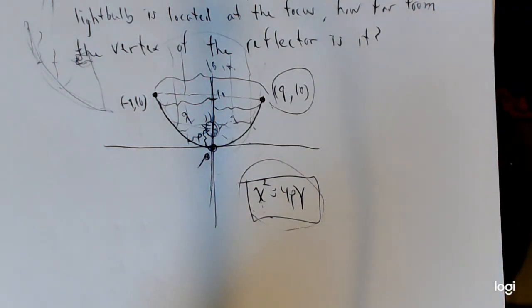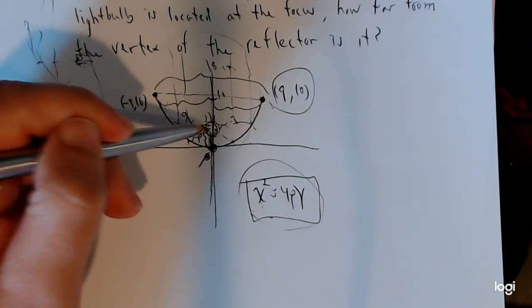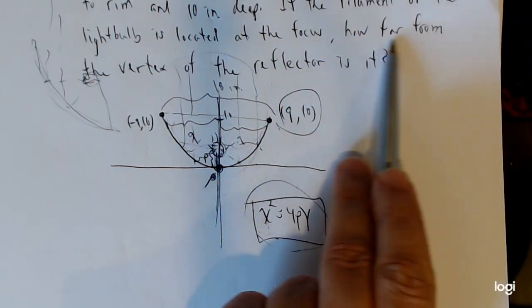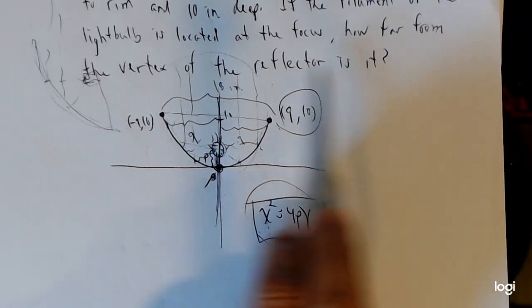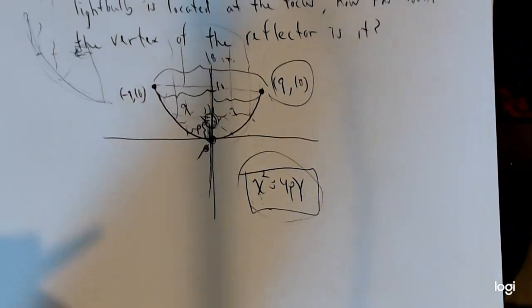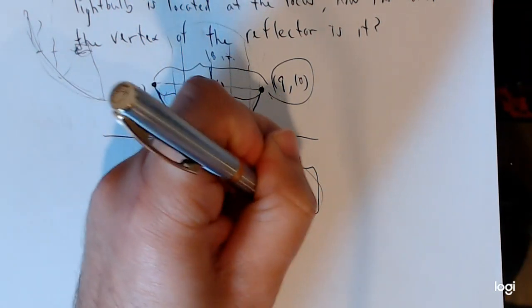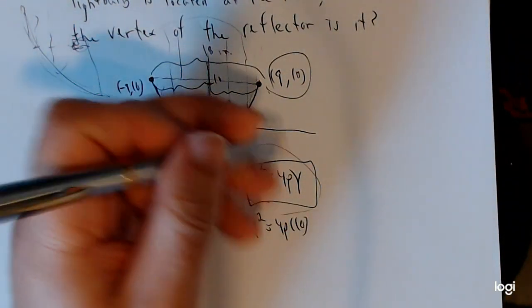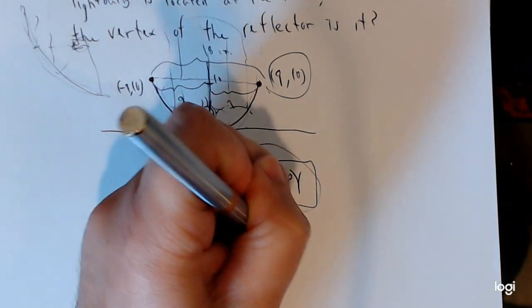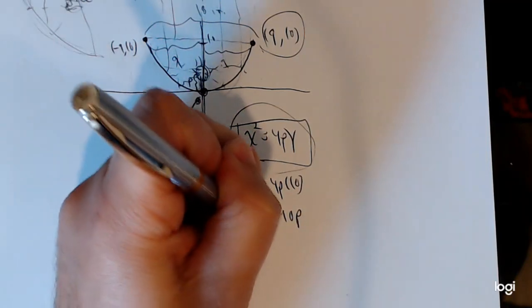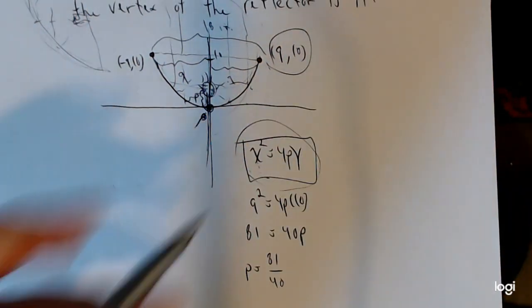And once I solve for P, then I could answer the question, right? Because remember what we said earlier, we need to find P. P is the distance from the vertex to the light bulb, which is where they're saying, where's the light bulb located at the focus? How far from the vertex of the reflector is it, right? So P will tell us how far it is. So if I plug in 9 for x, I get 9 squared equals 4p times 10, which gives me 81 equals 40p. And if I divide by 40, I get p equals 81 over 40. And this is all in inches.